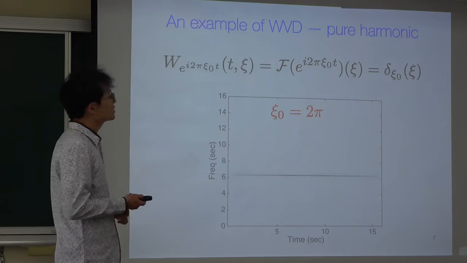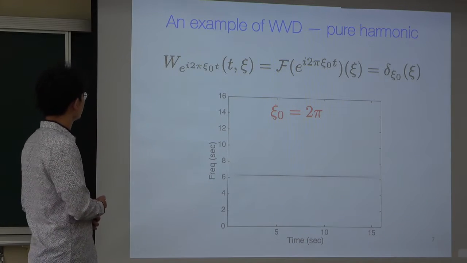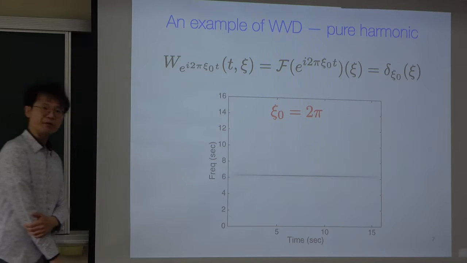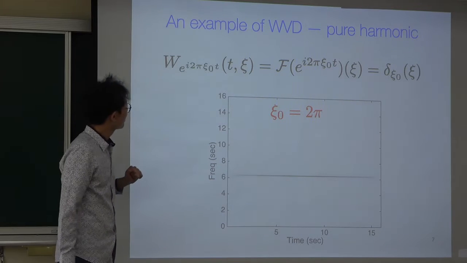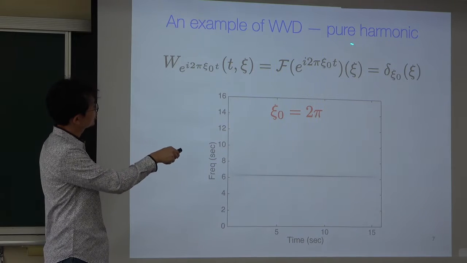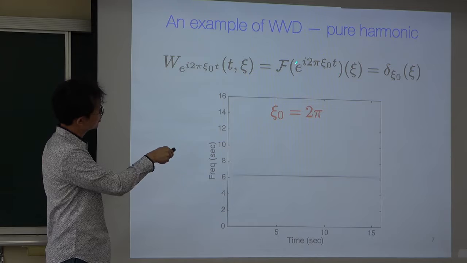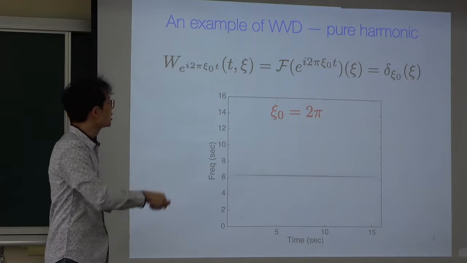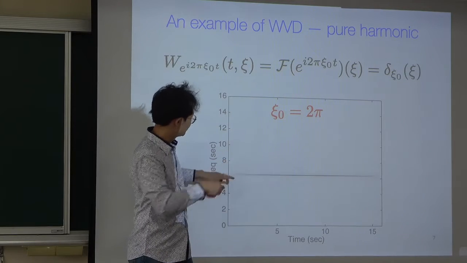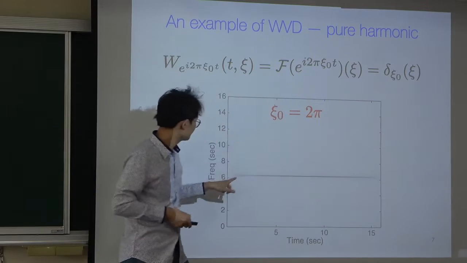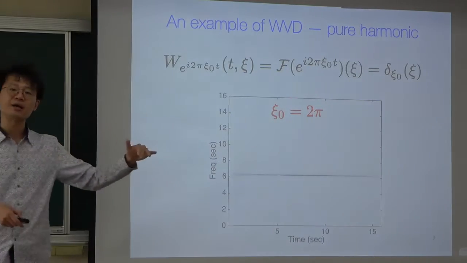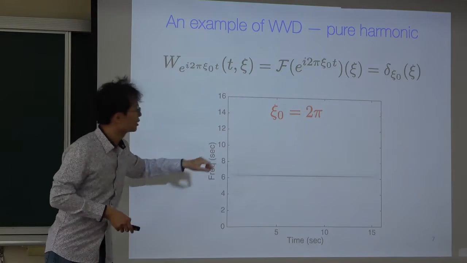And this is an example of a pure harmonic function. Suppose you have now exp(i 2 pi c0 t), a very nice harmonic function. To evaluate the Wigner-Ville distribution, by definition, it will just be a Fourier transform of the harmonic function, and what you get will be a distribution, a measure supported at c0. Here, because c0 is 2 pi, you get just a delta at frequency 2 pi. Very simple and nice.